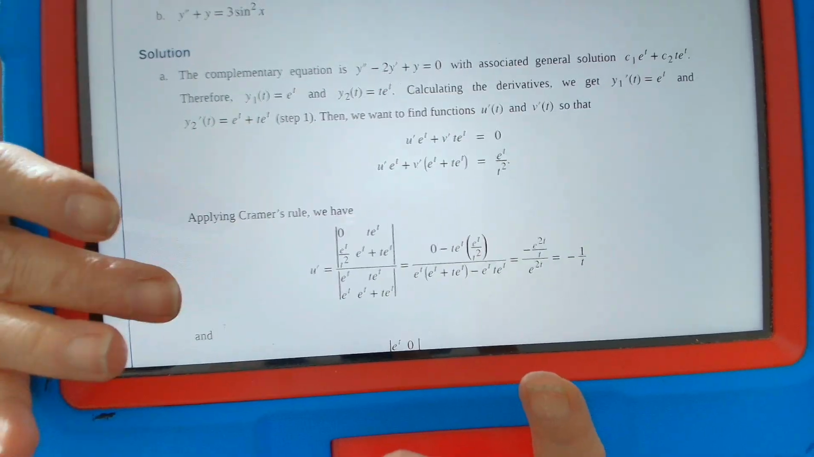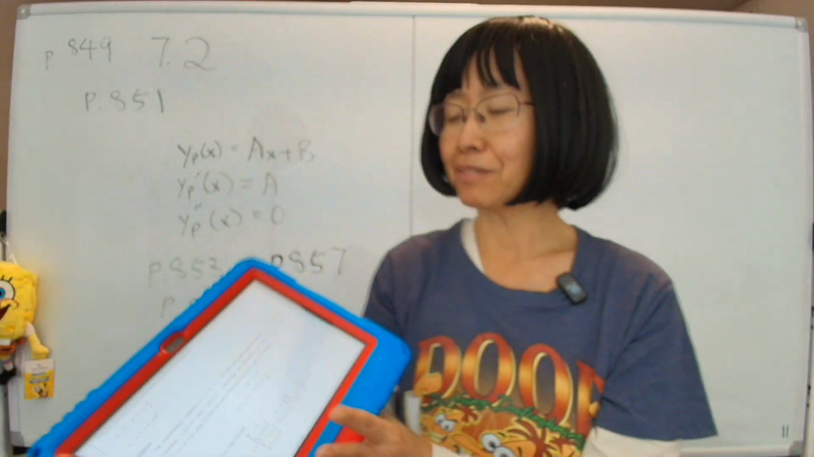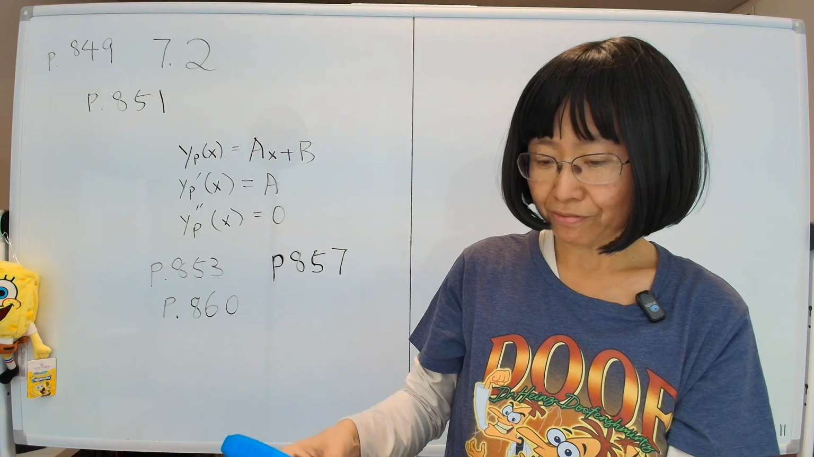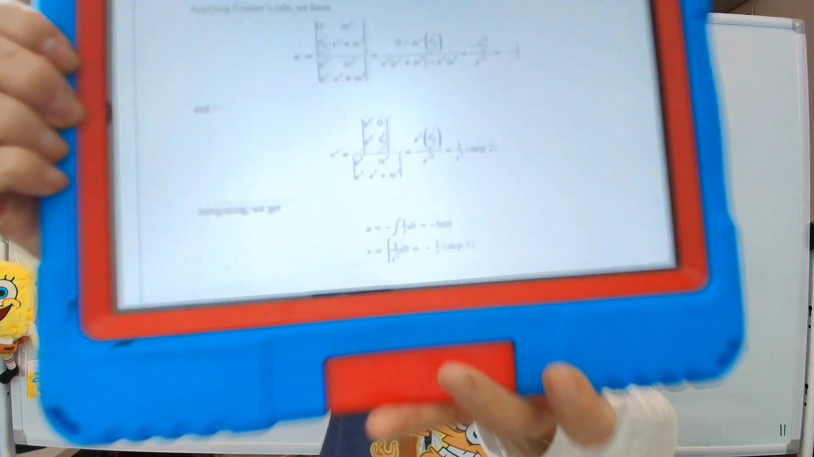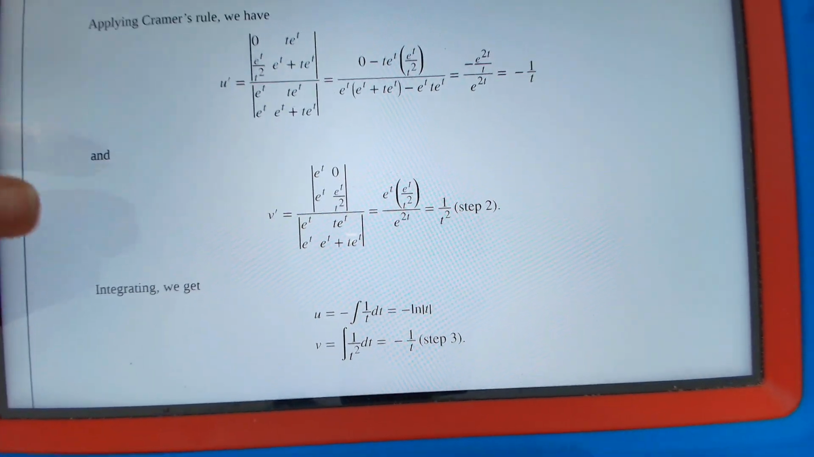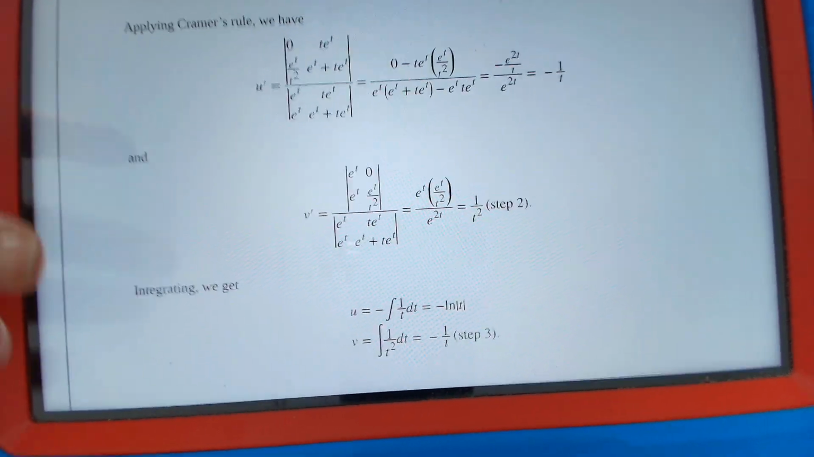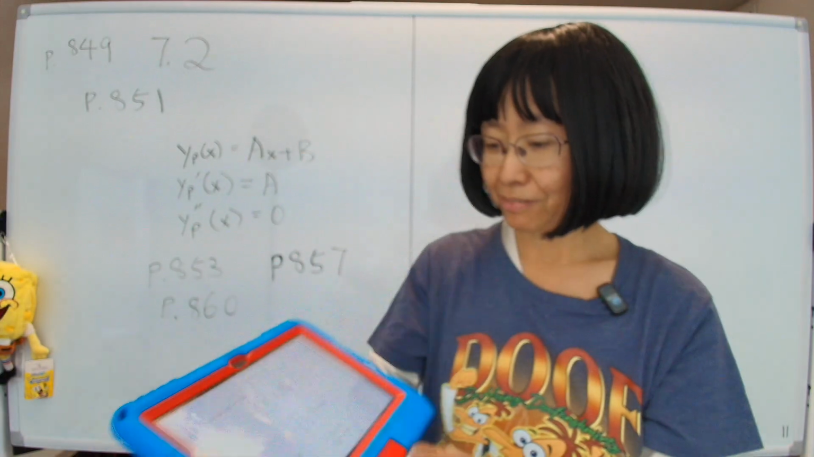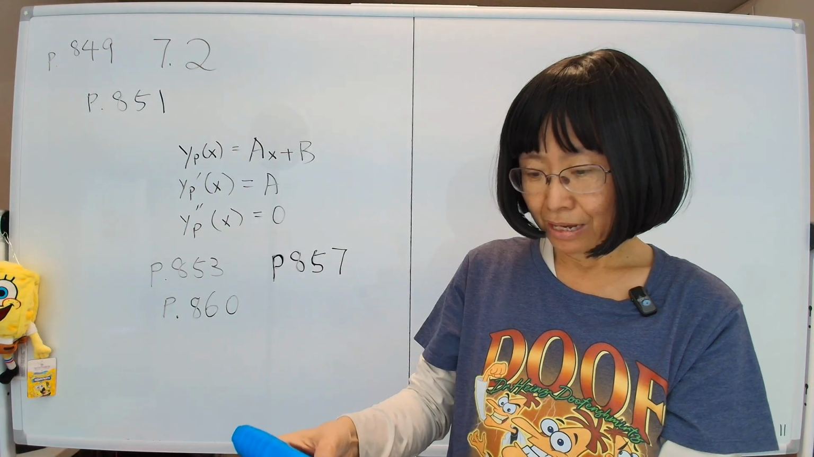Okay, each part has to be exactly right. So once you plug it in and do the determinant, you will figure out what u prime and v prime are. But that's not done yet, because now that you know what u prime and v prime are, you will do some integration to figure out what u and v are. And once you've done that, then you are looking pretty good.